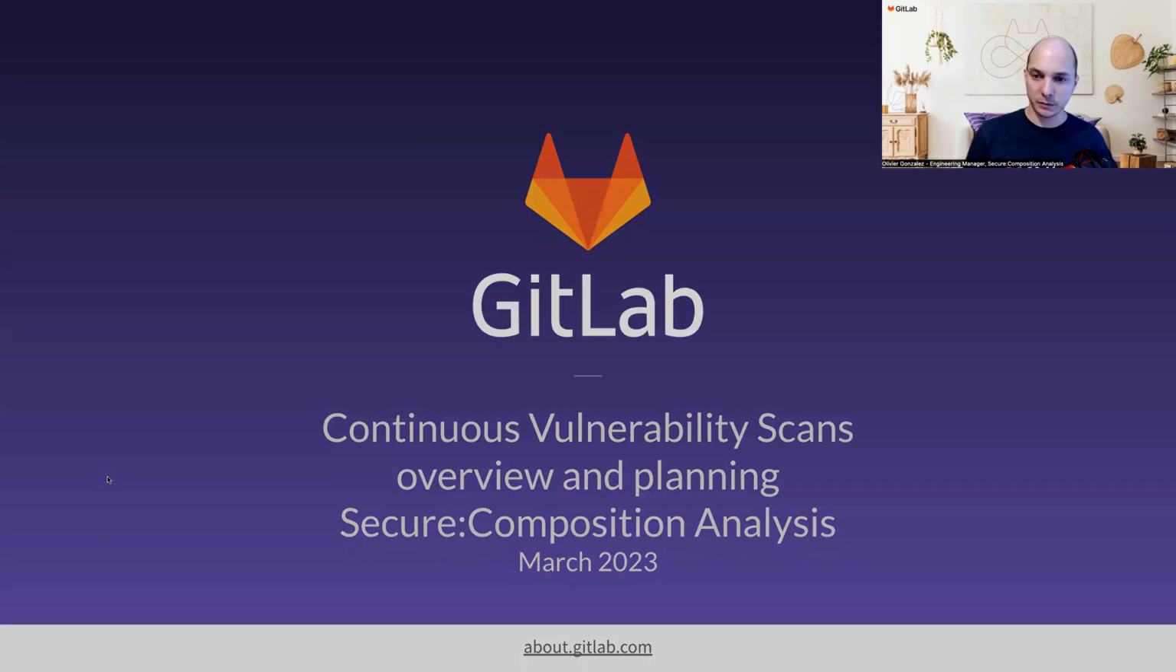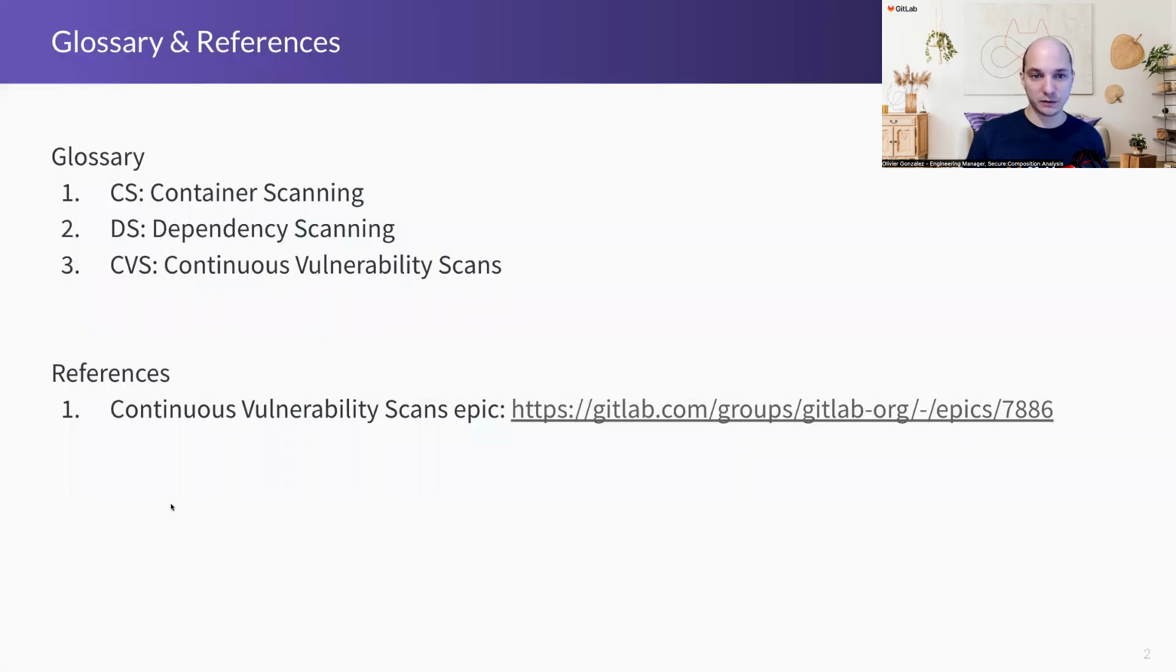As a first step, this is a little glossary of a few acronyms that you might encounter a lot here: continuous scanning, dependency scanning, and continuous vulnerability scans. Those are such long words that it's faster to use the acronyms. Also, this is a reference to the epic if you want to have a further look and comment there.